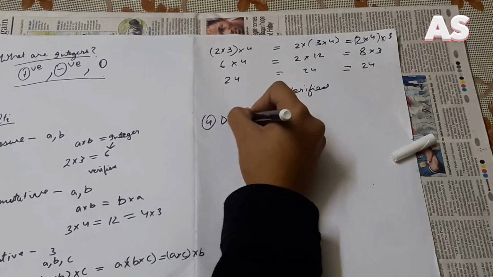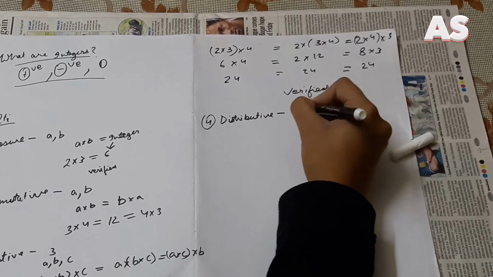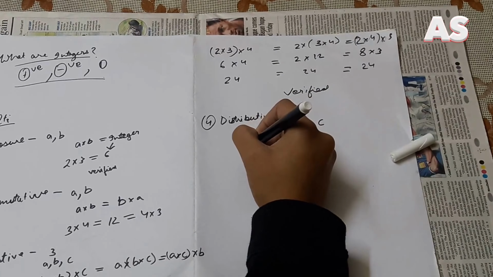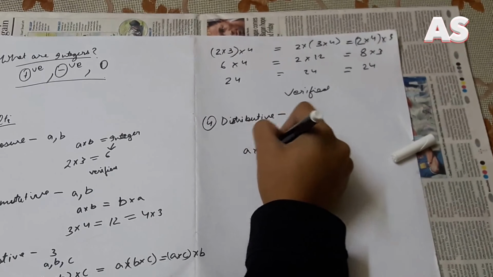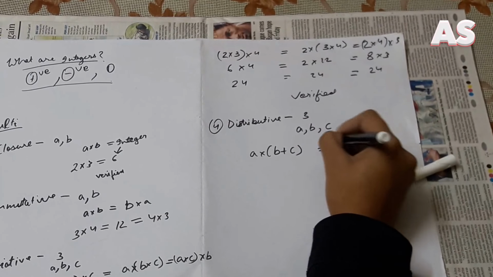The fourth property of integers multiplication is the distributive property. It is also for any 3 integers. It says for any integers a, b, and c, a into (b plus c) is equal to a into b plus a into c.